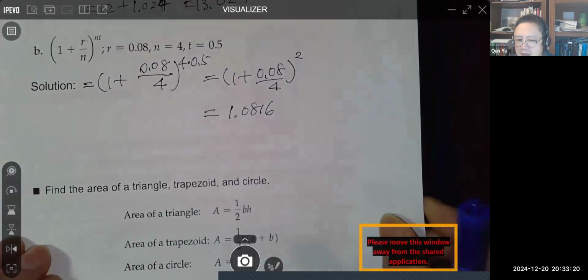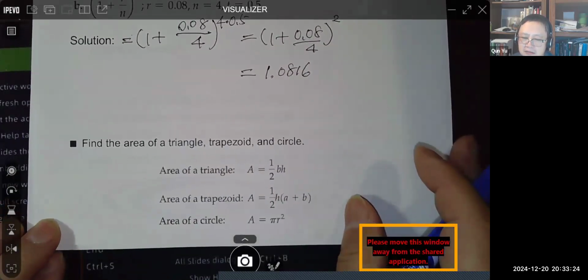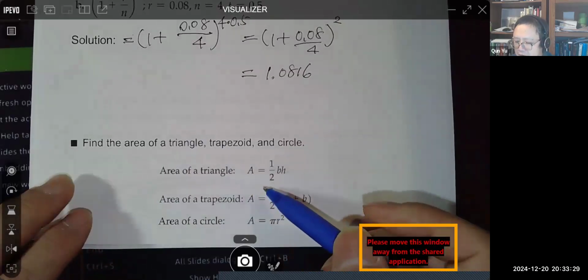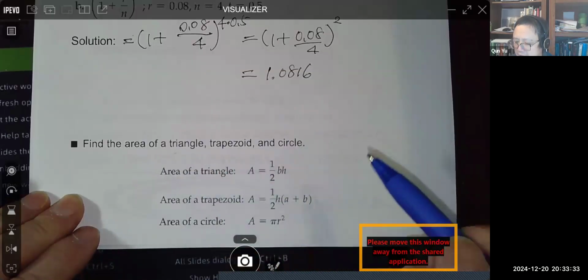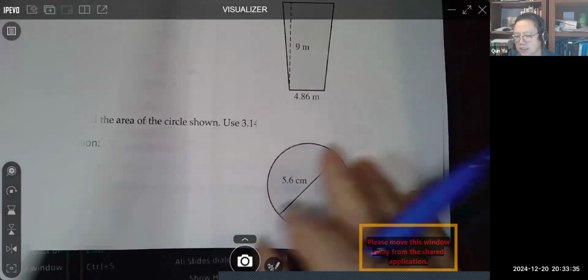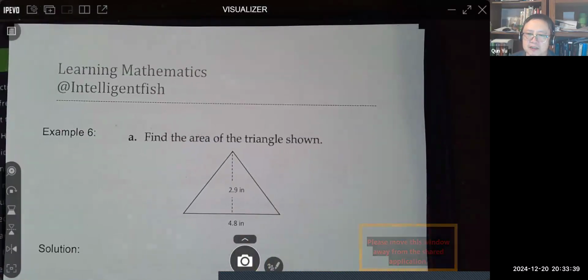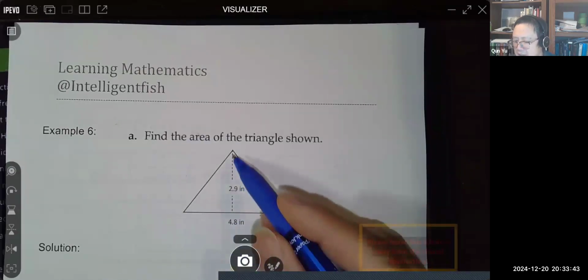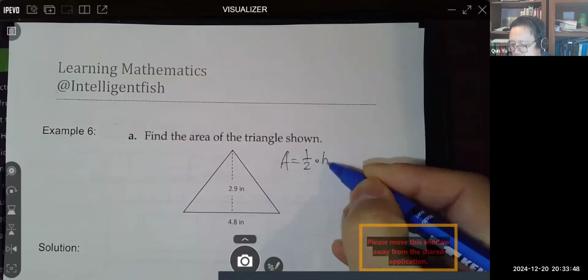Now the last part of this video, we are going to look at how to solve some geometry problems. So this is the formula given for the area of these 3 different shapes: triangle, trapezoid, and circle. Now let's look at our first example here. We need to find the area of the triangle. So apparently this is the base, this is the height. Area of a triangle is half times base times height.